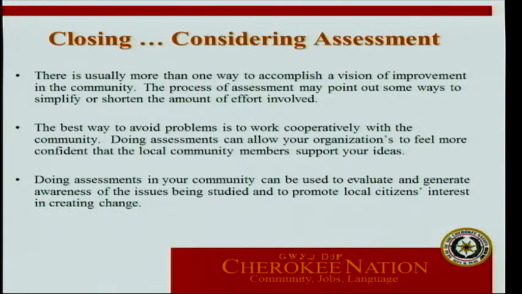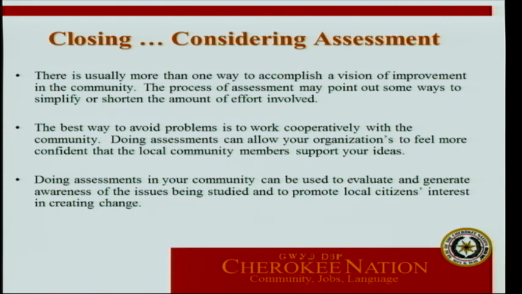There's usually more than one way to do this. You think you're going to do a survey and you end up doing it as an interview, taking that survey and sitting down and visiting with folks. You think you're going to do interviews and instead all of a sudden you're doing a focus group because it morphed into that was a better way.